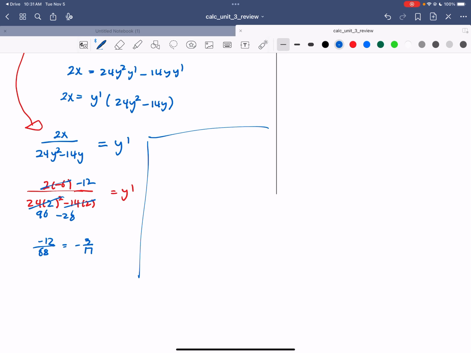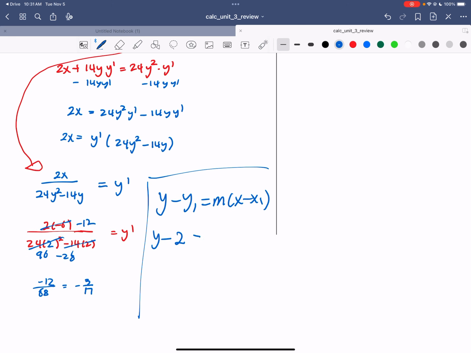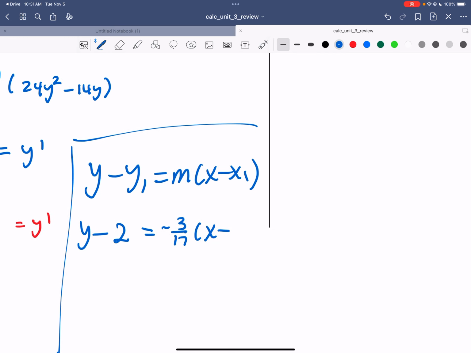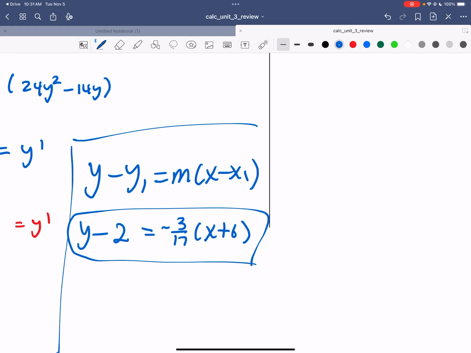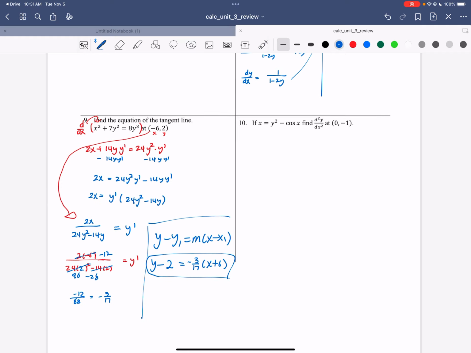Okay, now we're talking. So y minus y1 equals slope times x minus x1. So y minus, our y1 is 2. Slope is -3 over 17. X minus x1 is -6, so I'm going to put +6. All right. Okay, so we're done.